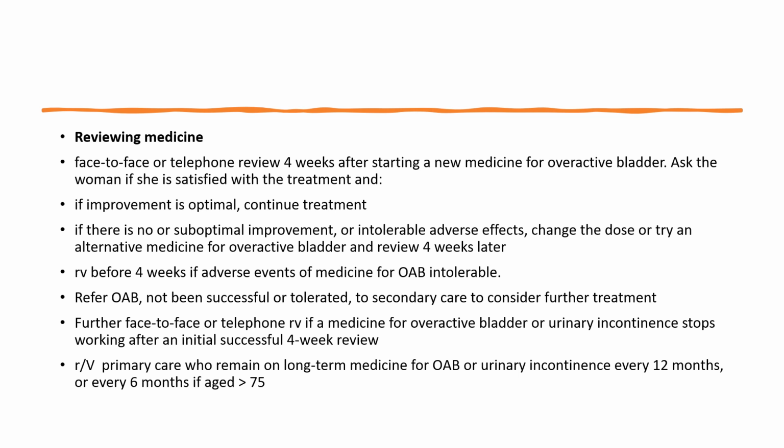Refer overactive bladder patients who have not been successfully treated or are unable to tolerate medications to secondary care to consider further treatment. Arrange a further face-to-face appointment or telephone review if the medicine for overactive bladder or urinary incontinence stops working after the initial successful 4-week review. Review in primary care those who remain on long-term medicine for overactive bladder or urinary incontinence every 12 months, or every 6 months for those over 75.